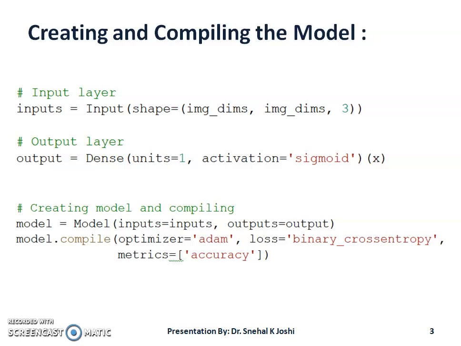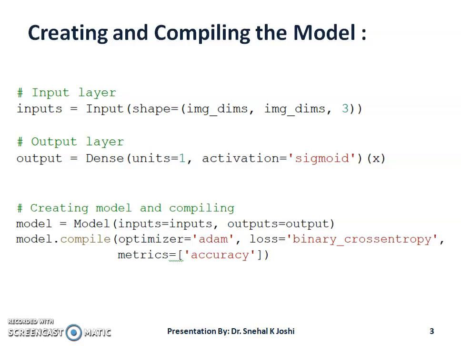The second argument in the compile function is loss. The purpose of a loss function is to compute the quantity that a model should seek to minimize during training. There are three categories of losses. First is probabilistic losses, second is regression losses, and third is hinge losses, which is for classification purposes. Here we are using binary cross entropy loss, which is of the category probabilistic loss.